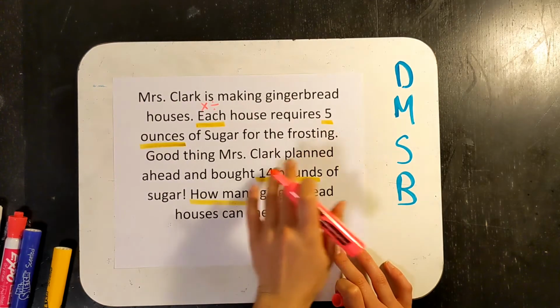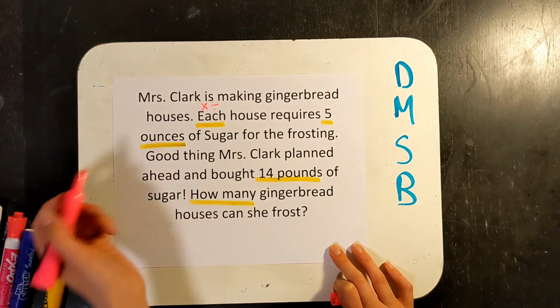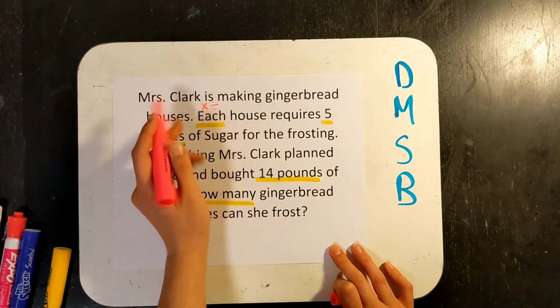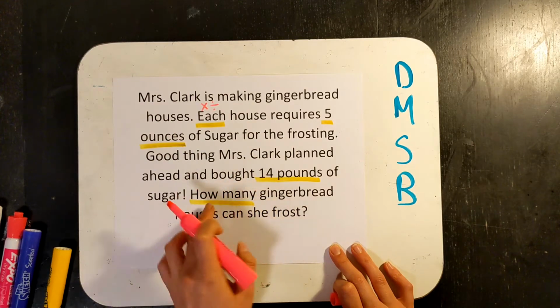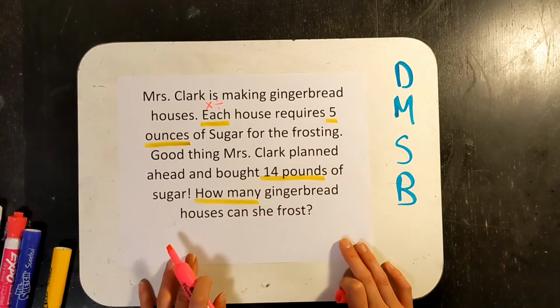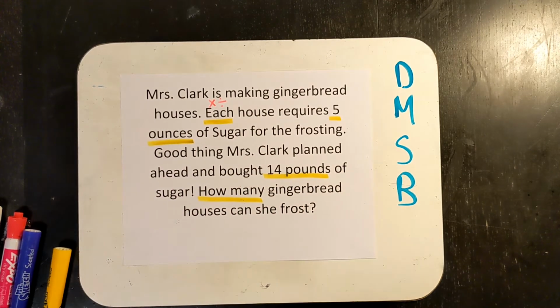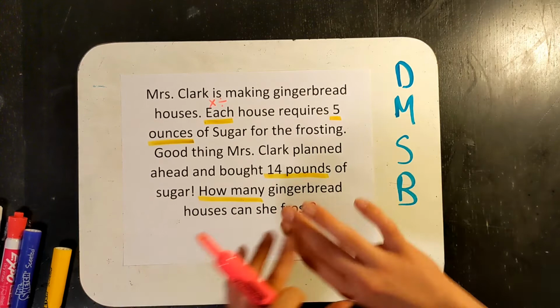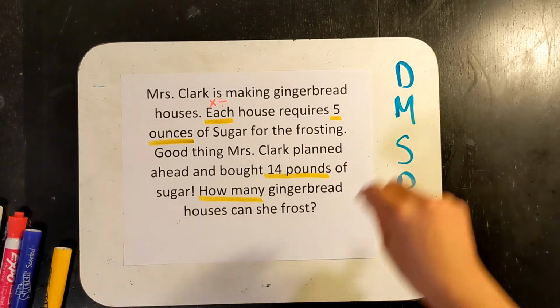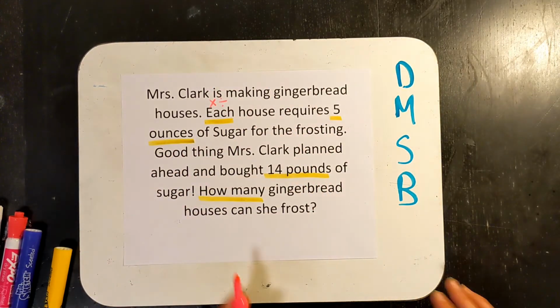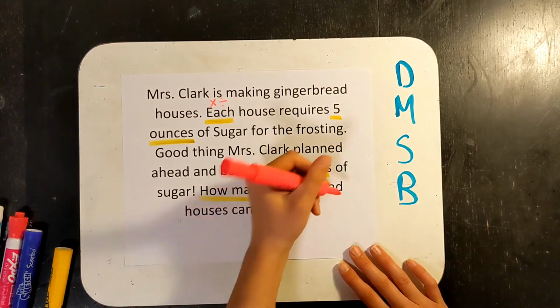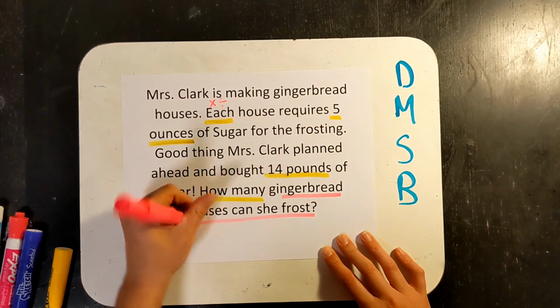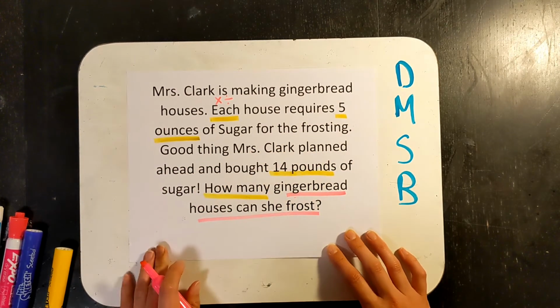Our numbers are 5 and 14, and we have "each," which is division or multiplication, and then "how many," which just tells us that we need to figure something out at the end. All right, this question is about, I have a bunch of sugar, and every time I make a gingerbread house, I need 5 ounces to make the frosting. So 5 ounces, 5 ounces, 5 ounces. And we're trying to figure out how many gingerbread houses I can make or frost with my sugar.